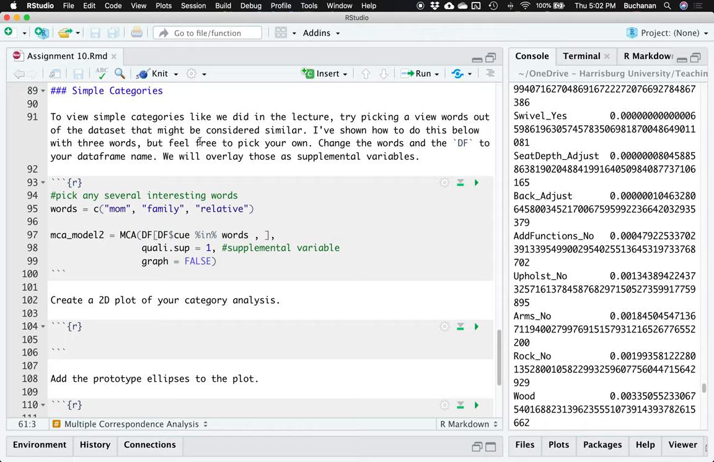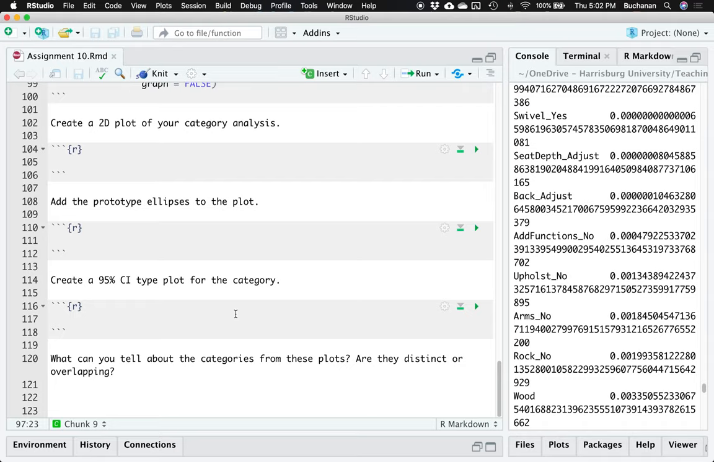I'll give you an example, like mom, family, and relative are three words that I might expect to have somewhat of a category overlap, but maybe not perfect. So is mom completely in the family category, or is it separate, its own category? And you could change your own words here. And then be sure here to change this to the name of your data frame. I just provided you some code on how to see only the words you're interested in. Okay. Plot those, and then tell me about the categories themselves. So you do one simple, one multiple correspondence analysis, and do some interpretations for those.